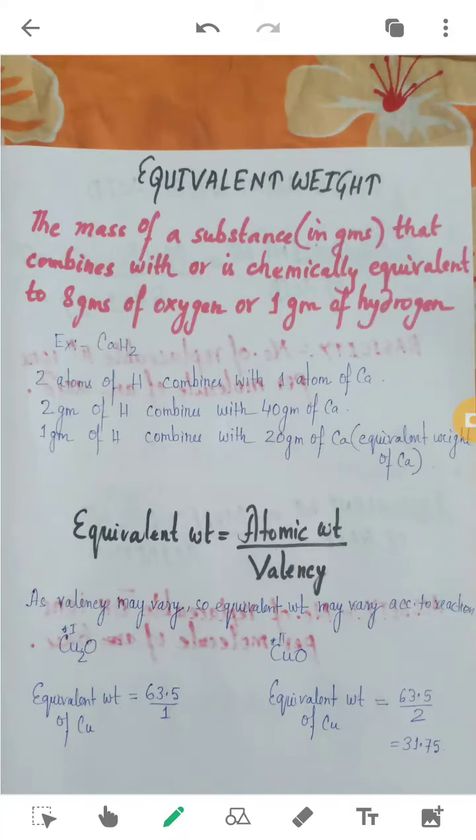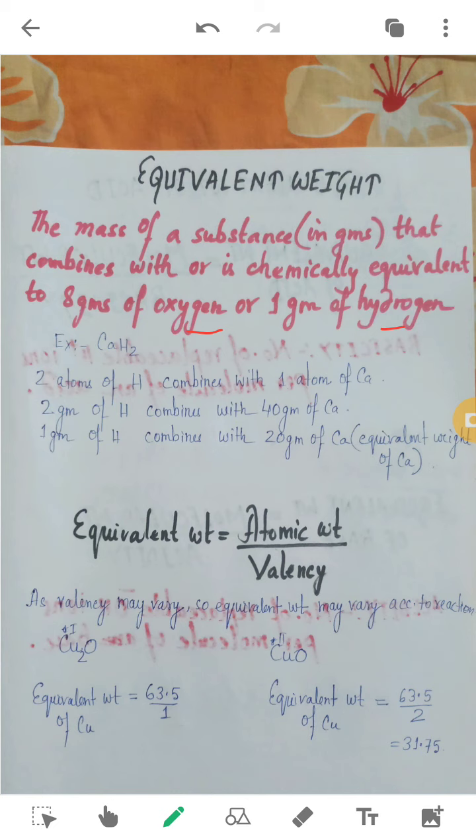So let's start with equivalent weight. Equi means same, valent comes from valency, and weight as usual. So what is that equivalency we are getting? This type of weight is actually the combining power of any substance in grams, which will be equal to the fixed quantity of another substance. And that another substance we are taking as oxygen and hydrogen.